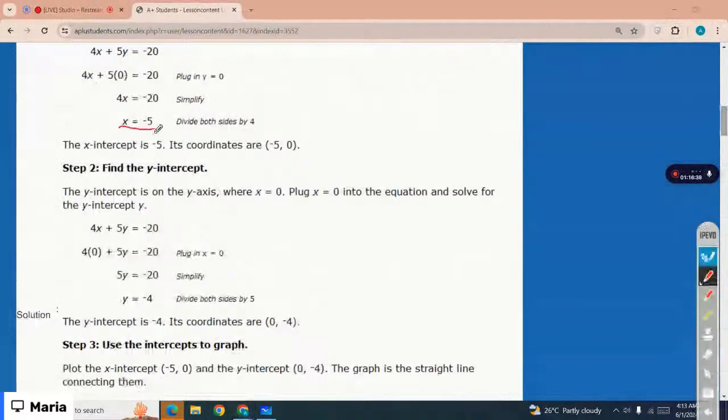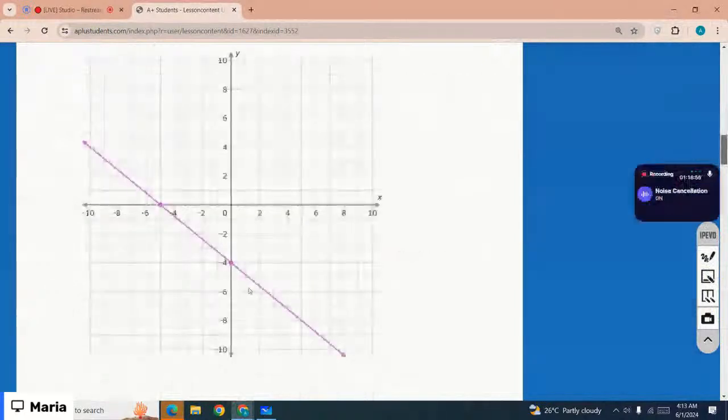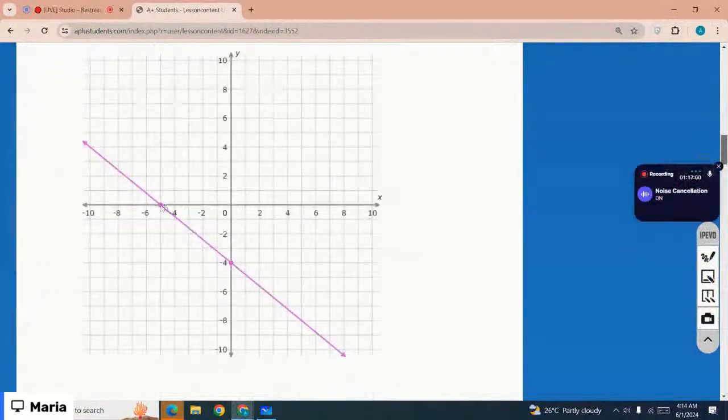Now you need to find the y-intercept. For the y-intercept, you need to put x equals 0 in the equation. So the y-intercept is -4. Now you have the x-intercept and the y-intercept. You have to plot these and draw the graph. Here is the x-intercept, the point that crosses the x-axis, and here is the y-intercept, the point that crosses the y-axis. You have to join them and make a line.